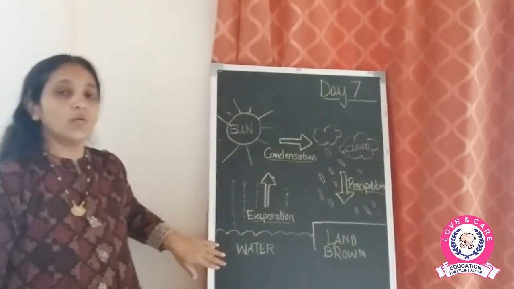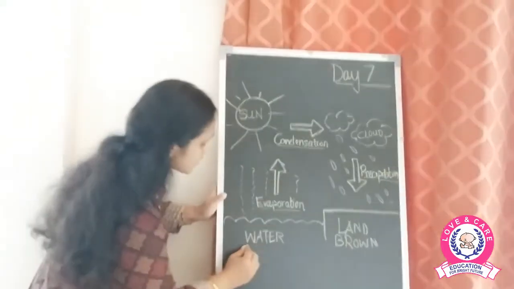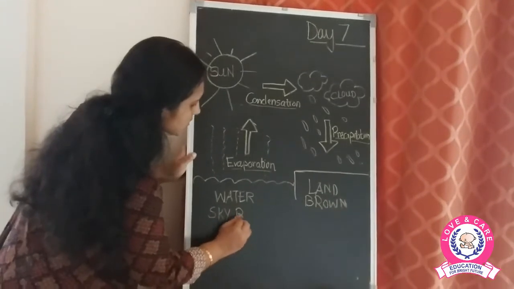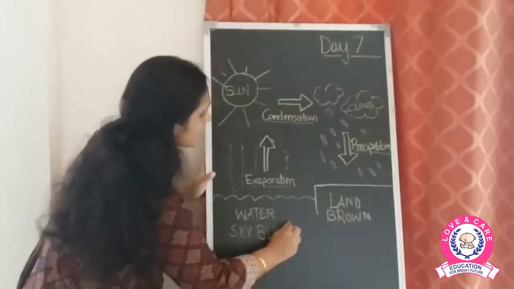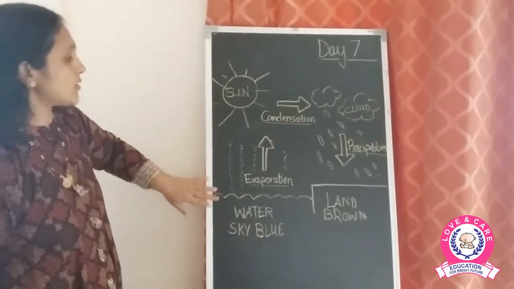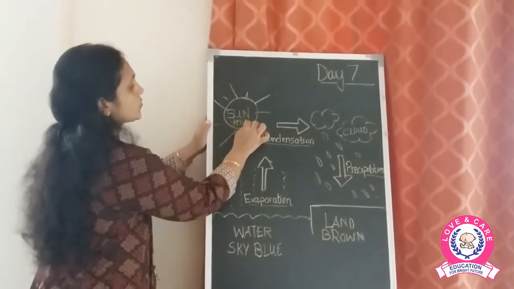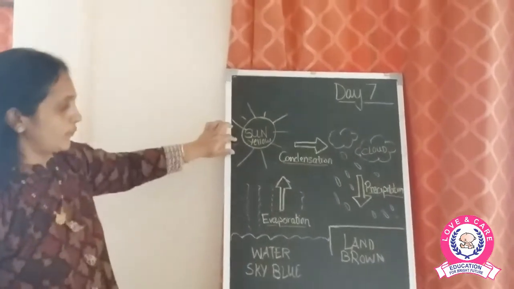Water. Now which color is water? Water is sky blue. So you color it sky blue. You use the sky blue color. Okay. So water is done, now sun. Sun we know you have to color it yellow. So you have to color the sun yellow.